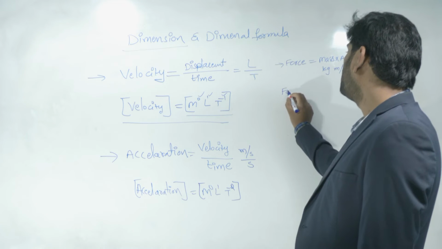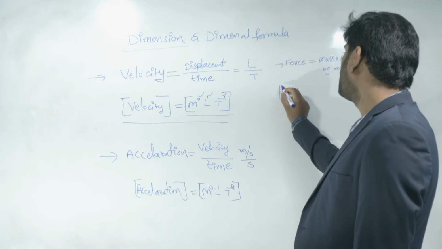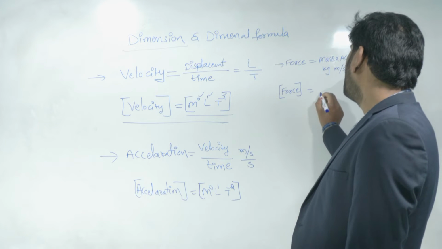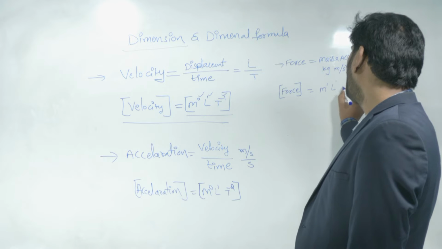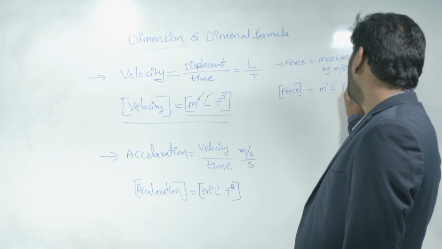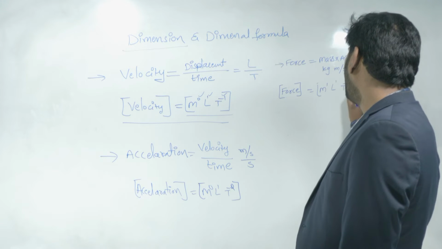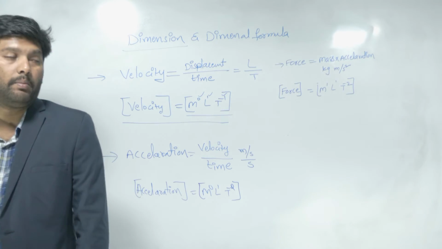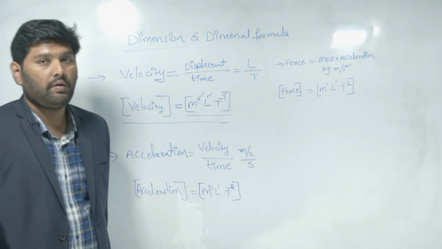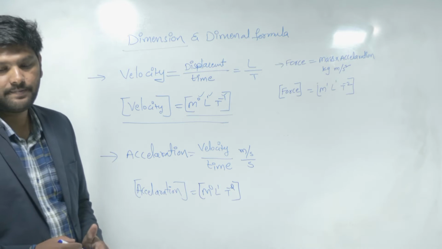So now the force dimensional equation is: kg means M power 1, meter means L power 1, and time, which is in the denominator, when brought into the numerator becomes T power minus 2. So this is the way we can write the dimensional formulas.